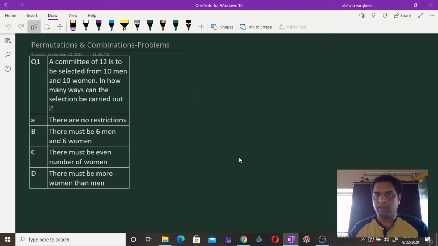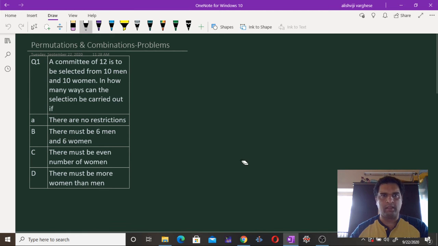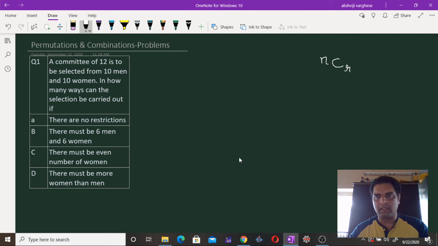Hi, good morning. Today we are going to discuss a few problems which can be addressed using the concept of combination. If you have n distinct, distinguishable objects, and you are choosing r objects from these n distinguishable objects, then the number of ways in which we can choose r objects from n is given by the combination.